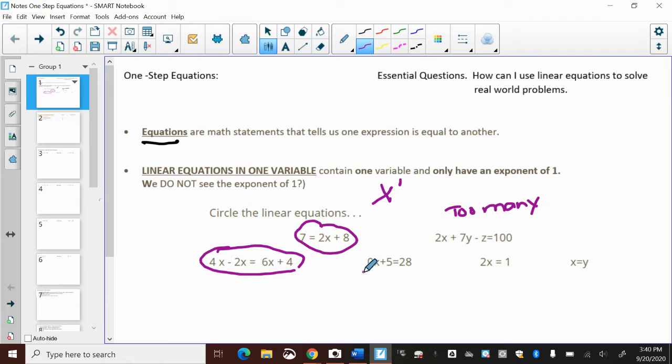Over here, 0 times x would cancel that out. We would really be left with 5 is equal to 28, which is not a true statement. So this is just untrue. That is not linear. There is no variable at all. 2x equals 1, just one variable. And here, x equals y, that has too many as well.